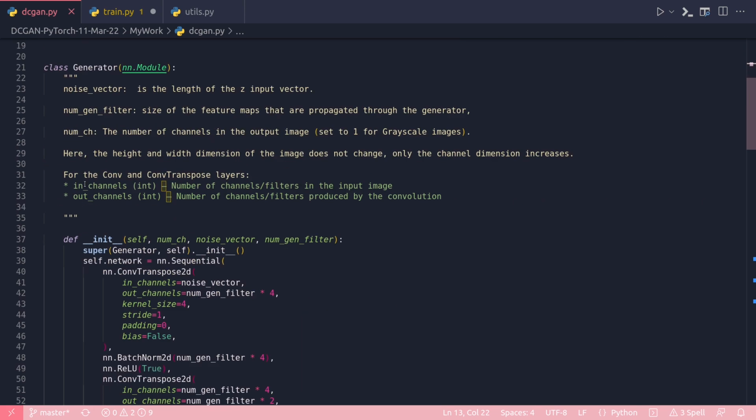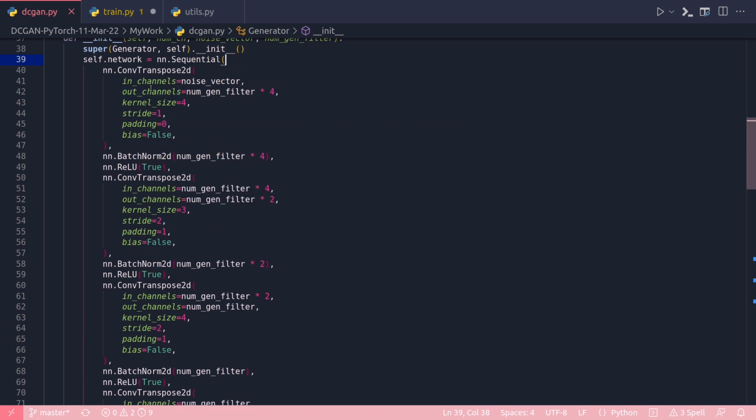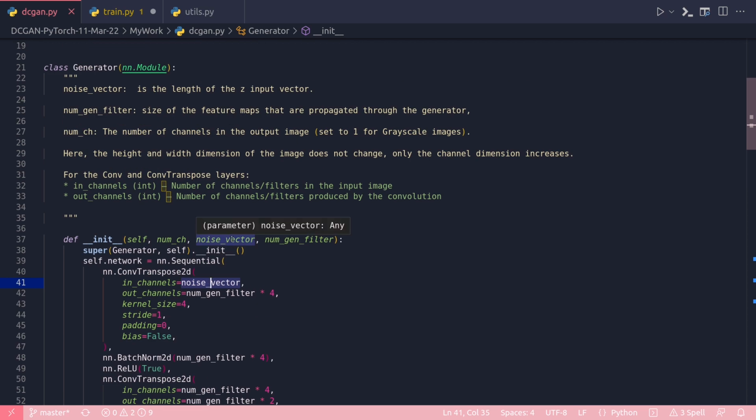So this is my generator class, and the arguments to the class are mainly the number of channels, the noise vector, and the number of generator filters, that is, num_gen_filter. This represents the total number of generator filters, or the number of channels in the generator. So it starts with nn.ConvTranspose2d within an nn.Sequential module. The first layer takes in channels as the noise vector, which is coming from the argument. This will be 100 dimensional, that is, a 100-element vector, and the out_channels represent the number of output channels, or the number of filters, which will be in this case num_gen_filter into 4.